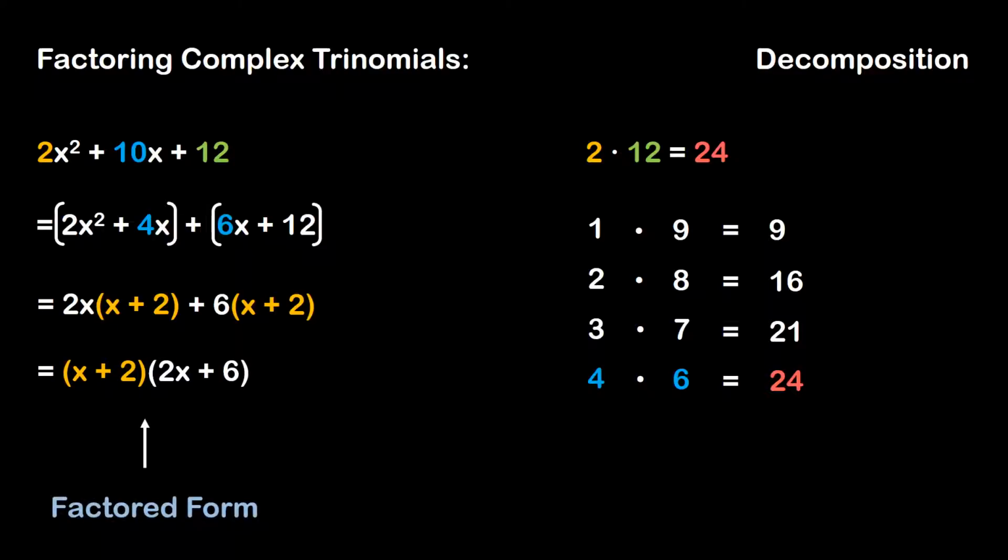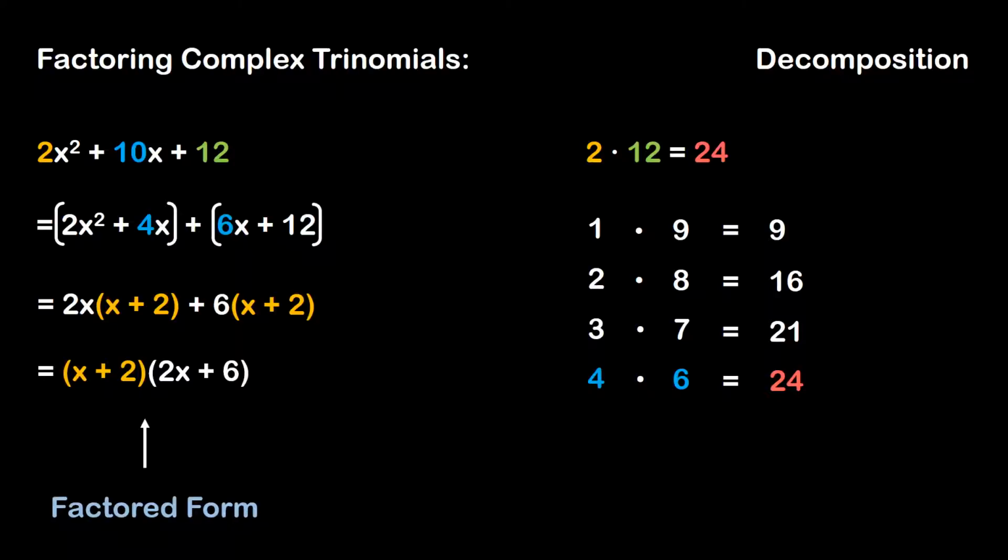So just to review, we multiply the first number by the third number to get a new number, and then we look for two numbers that add up to the number in front of the x and multiply to give us that new number. After that, we can use the numbers that we get to break down or decompose the number in front of the x into those two numbers. Then we put brackets around the first two terms and the last two terms, and then we do some simple factoring and we get to our factored form.